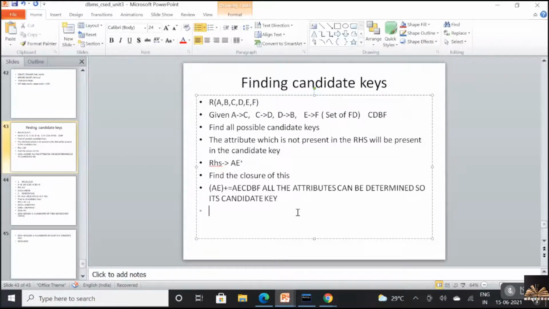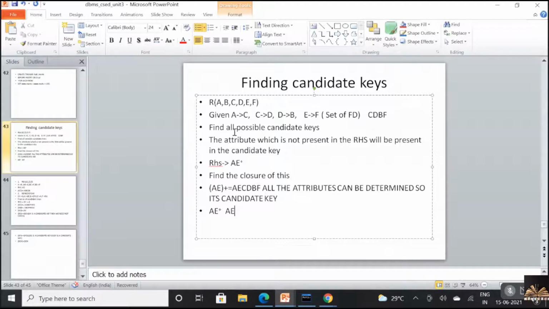Okay, now see, I'm working with AE plus, finding the closure of AE plus. Now, there is a property called reflexive property, which says that anything is a subset of itself. So if I've got AE, I'll be able to determine AE. I hope there's nothing wrong with this. AE itself gives me AE. So the closure of AE plus is giving me AE.